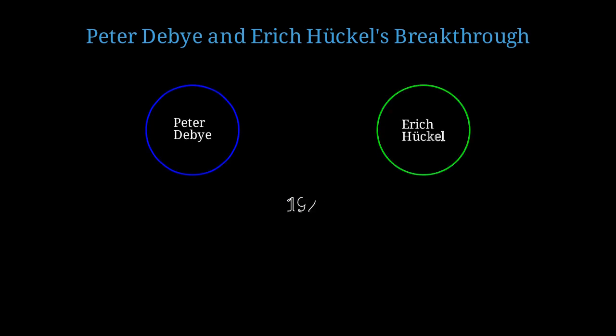In 1923, these two brilliant physicists tackled this problem with a revolutionary new approach. Debye was already famous for his work on dipole moments and specific heats. Hückel was a talented young chemist. Together they would solve this puzzle.